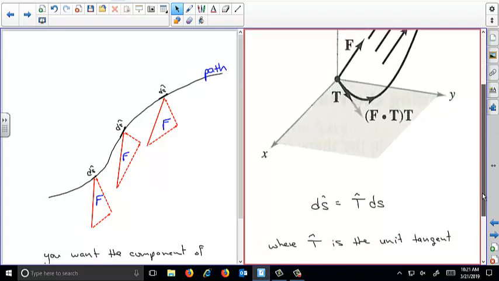So it turns out that the ds, the length ds, is the unit tangent vector times this increment in length. This is a scalar. This changes the scalar length into a vector ds.